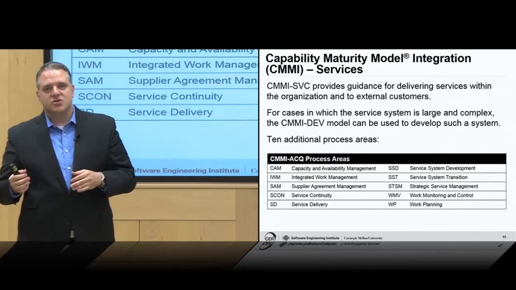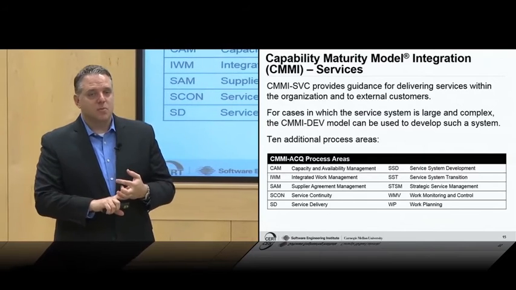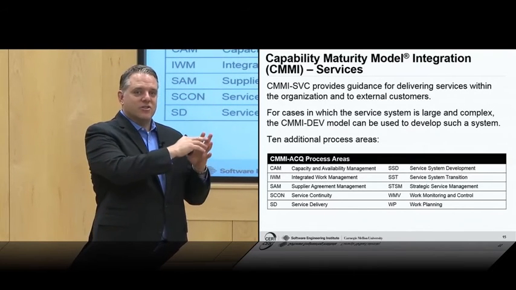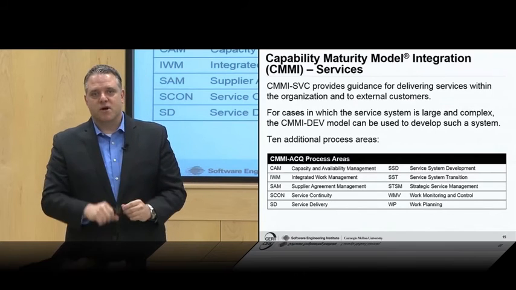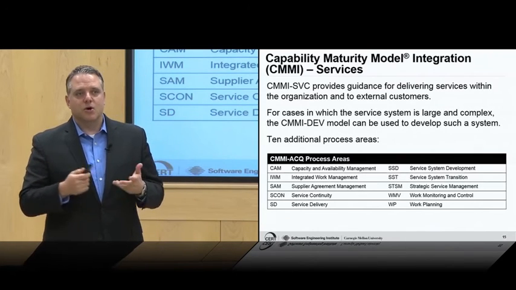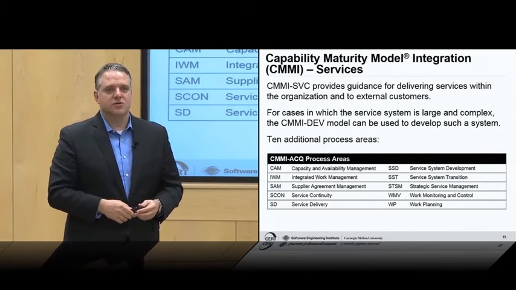If you're an organization that does acquisition, development, and services, then you're probably going to be looking at not only the core set of process areas, but all 3 constellation process areas as well to help you determine how mature your processes are in each of those areas.